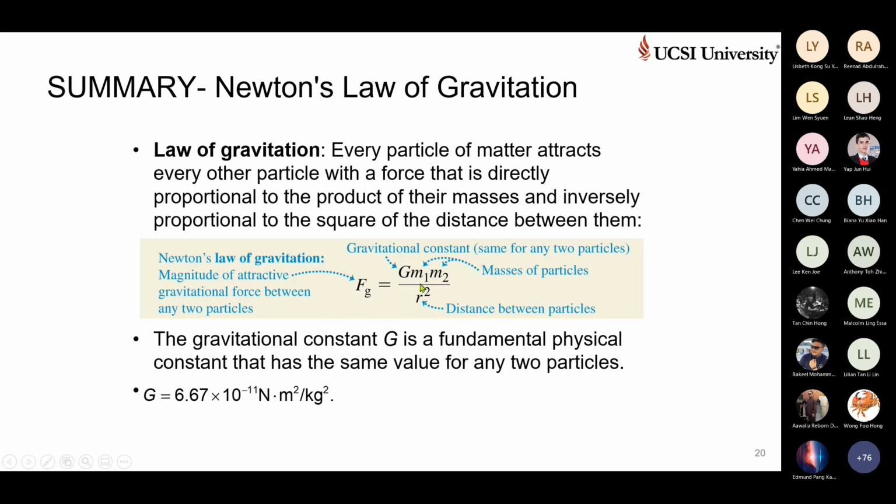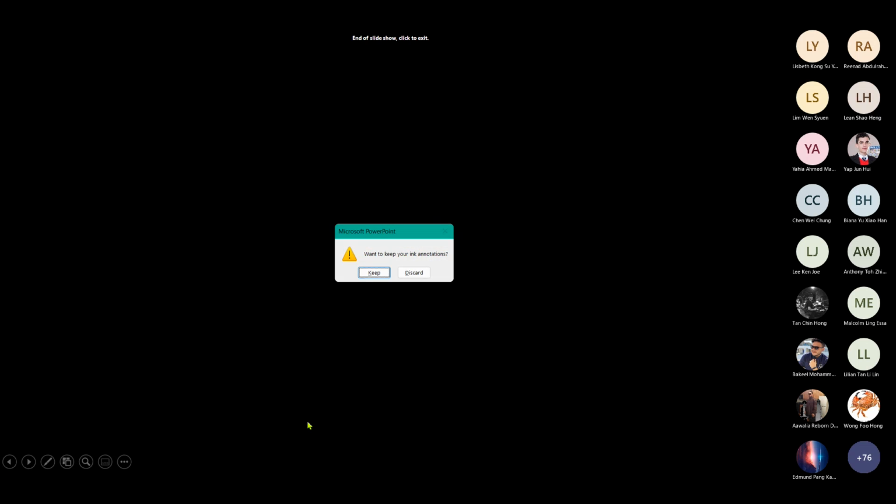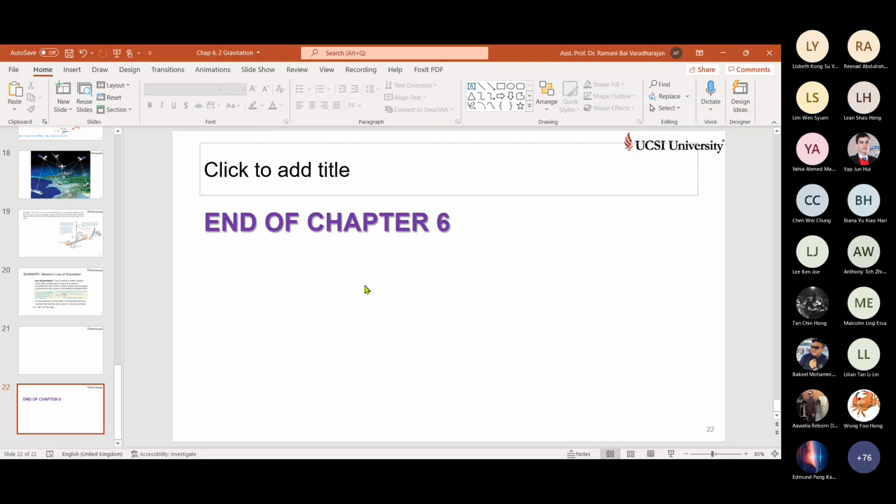If you substitute the values, you will get this value: 6.67 × 10^-11 N·m²/kg². Remember, this constant you can take from the formula sheet if you have to solve. With this, circular motion due to gravitation is over. Let me continue with the next chapter.